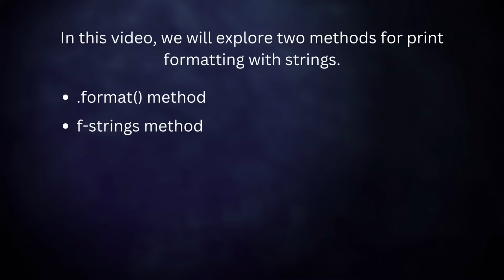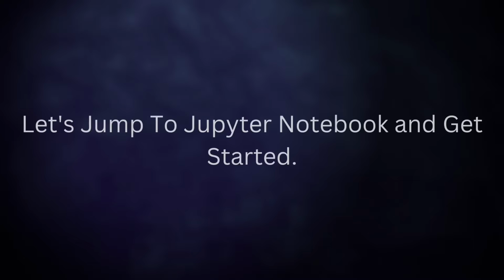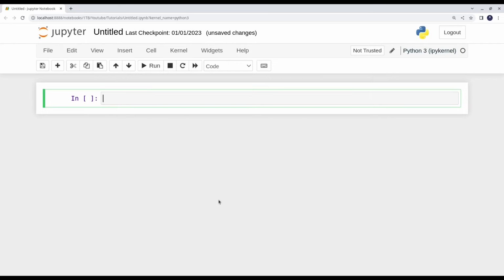Basically there are two methods to do this. F-string, then we have the dot format method. Okay, so let's jump to Jupyter Notebook and get started. Let's start by talking about the dot format method with basic syntax.